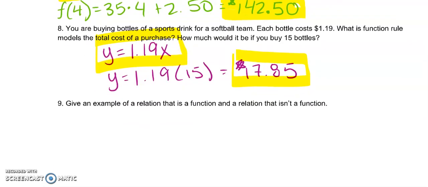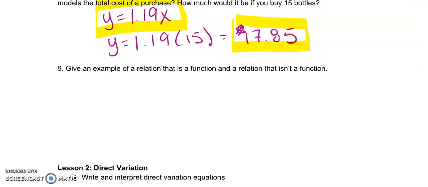Lastly, I'm asking you, just kind of as a review, to give an example of a relation that is a function and a relation that isn't a function. You could write an equation, you could draw a picture, you could do a mapping, you could do points. So why don't you pause and give me examples of this and then check back with me.